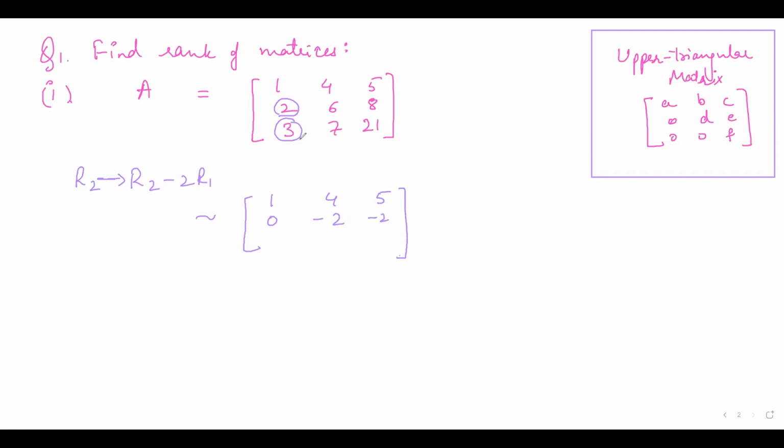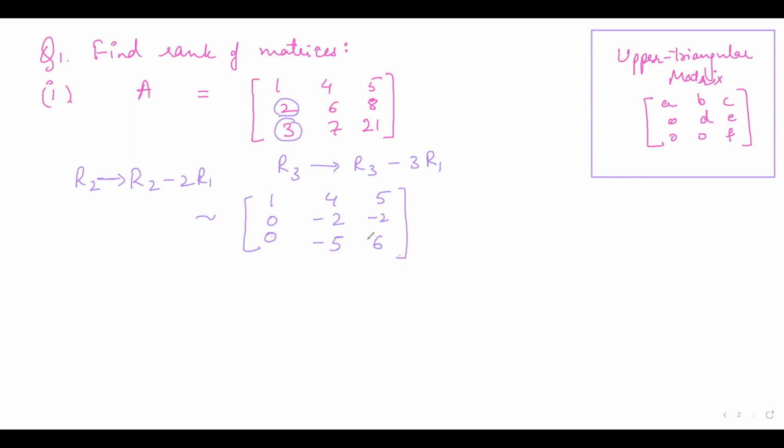Now to make this element 0, the row operation would be done in row 3. So row 3 minus 3 times row 1, because only then this would become 0, right? So 7 minus 12, that would be minus 5. 21 minus 15, so that would be 6. So this is what I'm getting.